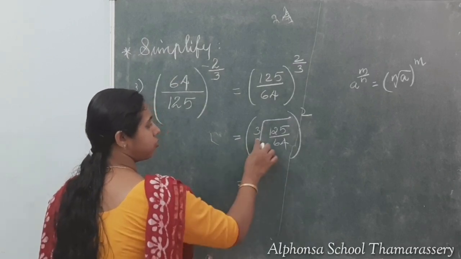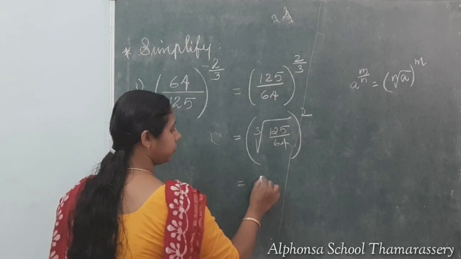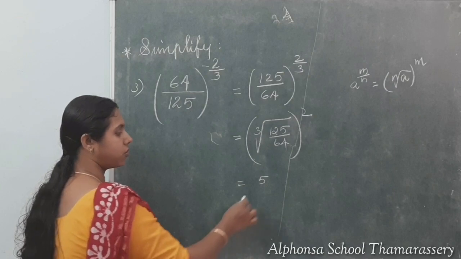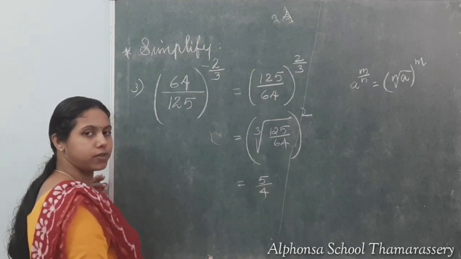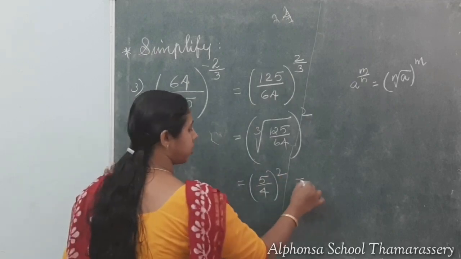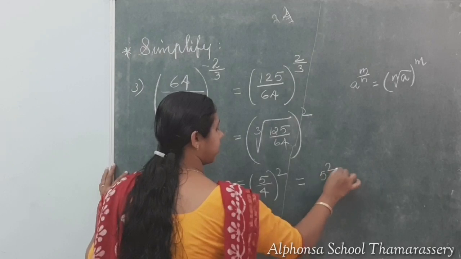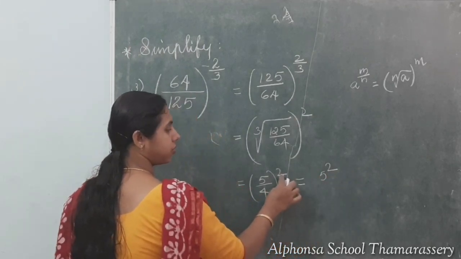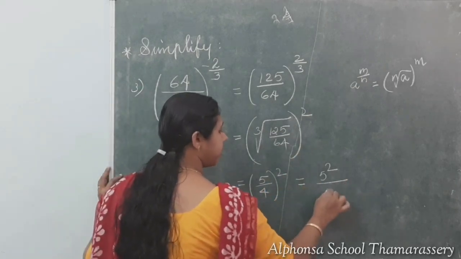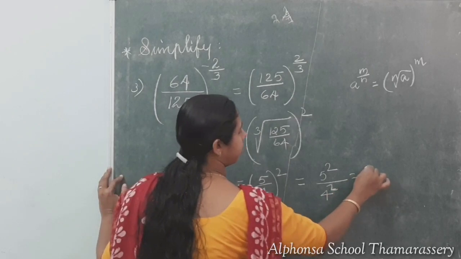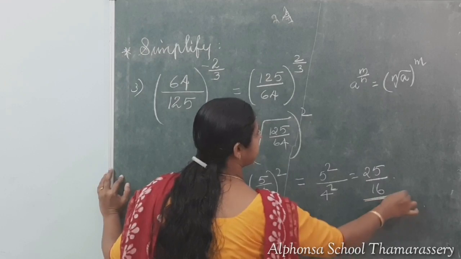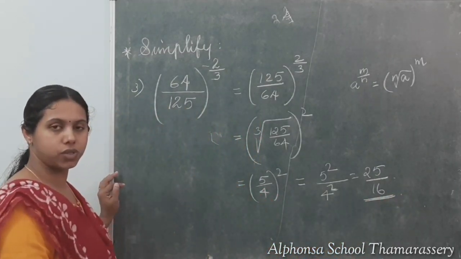Which is equal to cube root of 125 is 5, 5 cube is 125. Cube root of 64 is equal to 4, 4 cube is equal to 64. So 5 by 4 whole square, which is equal to, a by b whole raised to m is equal to a raised to m divided by b raised to m. So here 5 square is 25 divided by 4 square is 16. So the answer is 25 by 16.